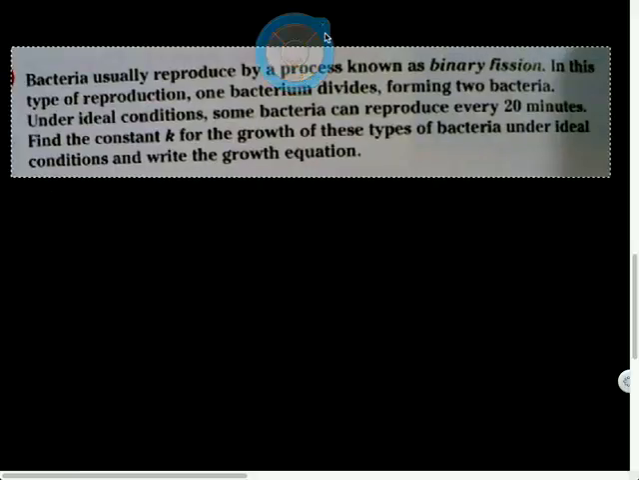Bacteria usually reproduce in a process known as binary fission. Wow, that sounds awesome. In this type of reproduction, one bacterium divides, forming two bacteria. Under ideal conditions, some bacteria can reproduce every 20 minutes. Find the constant k for the growth of these types of bacteria under their ideal conditions and write the growth equation. So, let's figure this out.